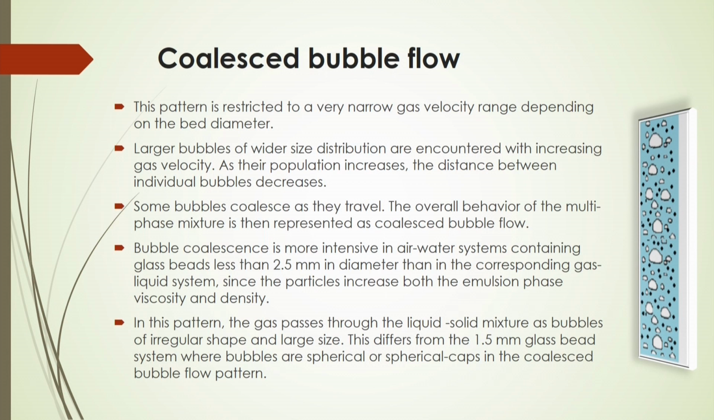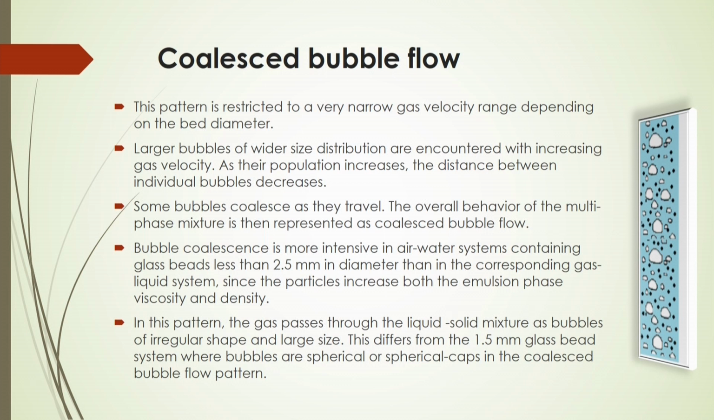Small bubbles sometimes travel with lower buoyancy, and in this case the overall behavior of the multiphase mixer is represented as a coalescent bubble flow, just by coalescing of the smaller bubbles to make larger bubbles. And bubble coalescence is more intensive in an air-water system containing glass beads less than 2.5 millimeter in diameter.